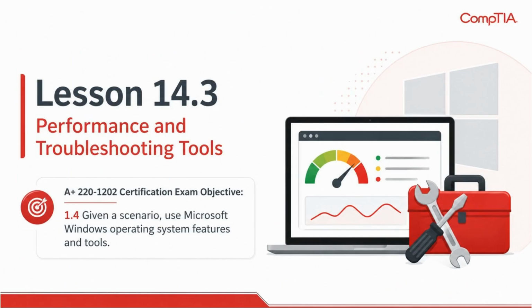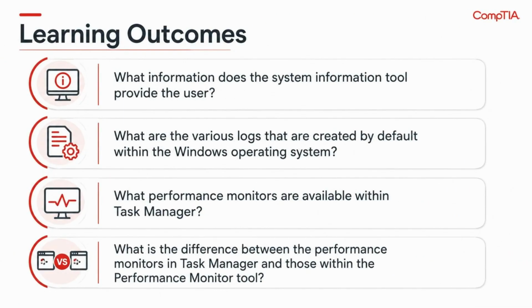Welcome to this video on performance and troubleshooting tools. This lesson covers CompTIA A+ Exam Objective 1.4, which focuses on utilizing various Microsoft Windows operating system features and tools to diagnose and resolve performance issues. In this video, we will explore several key topics: the capabilities of the System Information Tool, default Windows logs, the performance monitors found in Task Manager, and the key differences between those monitors and the dedicated Performance Monitor tool.